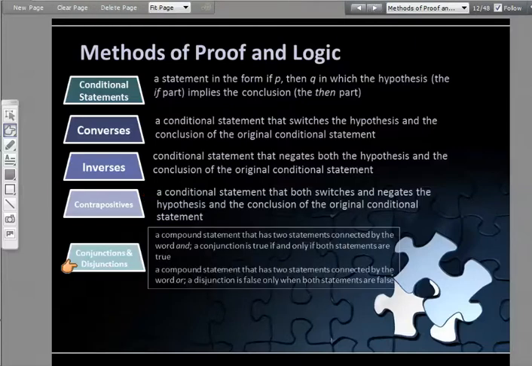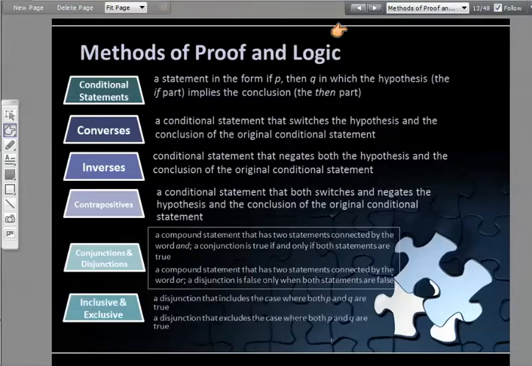And then you've got conjunctions and disjunctions. Remember, a compound conjunction uses the word and, and is true if and only if both statements are true. A disjunction is a compound statement that uses or and is false only when both statements are false. And then we have inclusive and exclusive. Inclusive is a disjunction that includes the case where both P and Q are true. And exclusive is a disjunction that excludes the case where both P and Q are true.